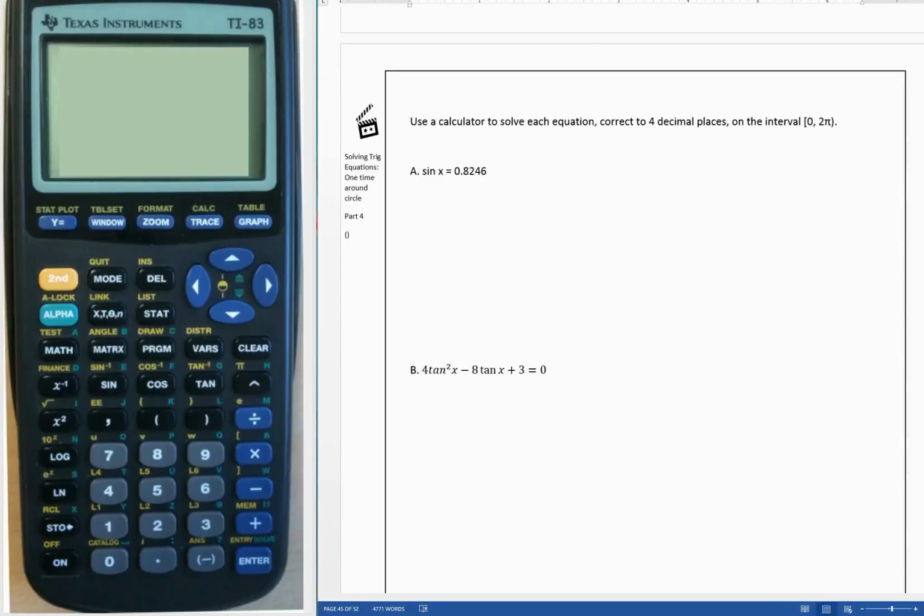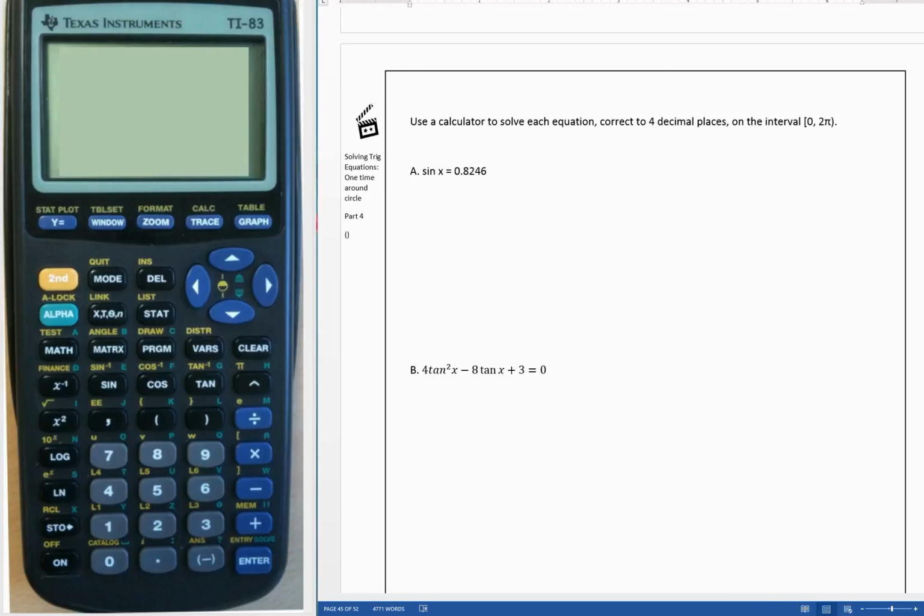Okay, so all of the trig equations we've solved so far, we've ended up with a trig function equal to something that was on the unit circle, right? And that's not always going to be the case. So we're going to go through two examples here where we can use our calculator to find approximations because we'll have to round.